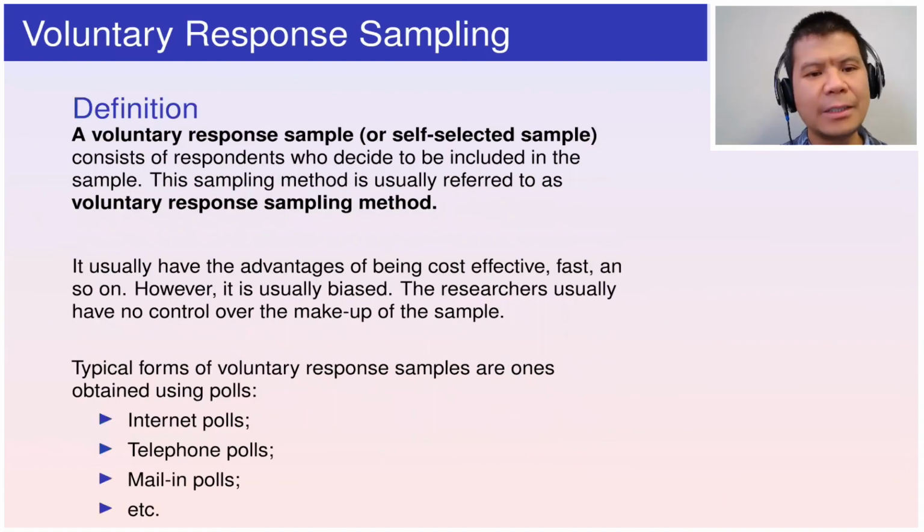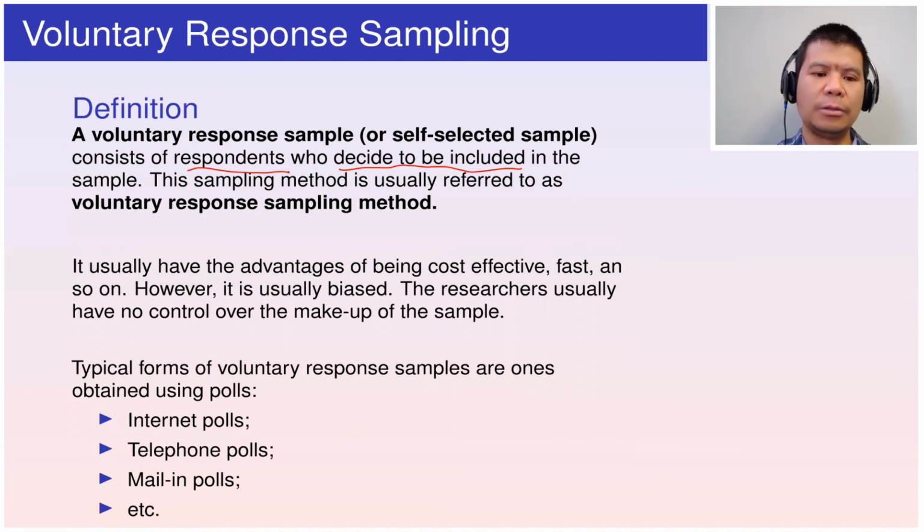So the next sampling method we introduce here is the voluntary response sampling. What is a voluntary response sampling? Consider this definition. A voluntary response sample, or self-selected sample, consists of respondents who decide to be included in the sample. This method is referred to as voluntary response sampling because the respondents decide to be included.